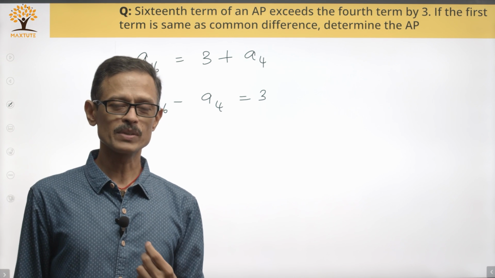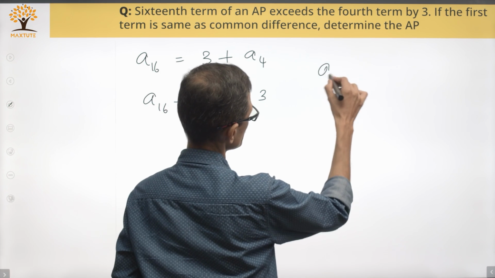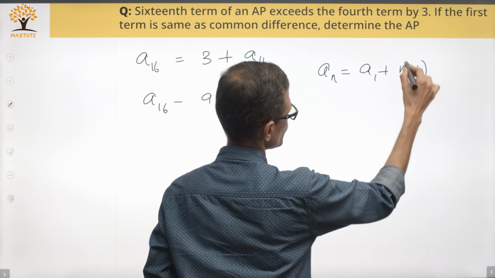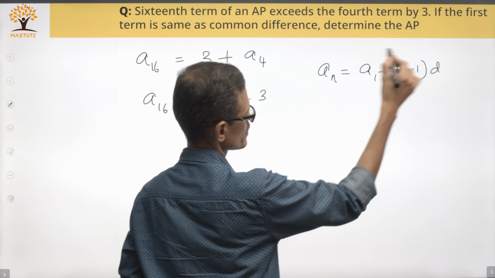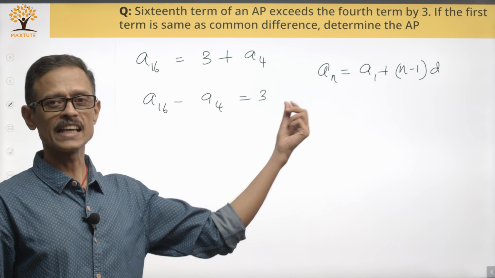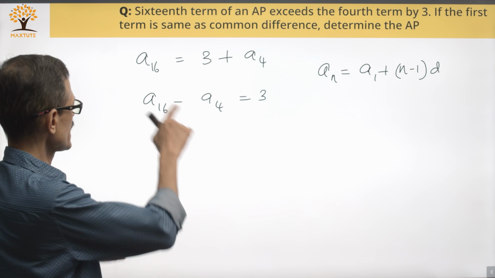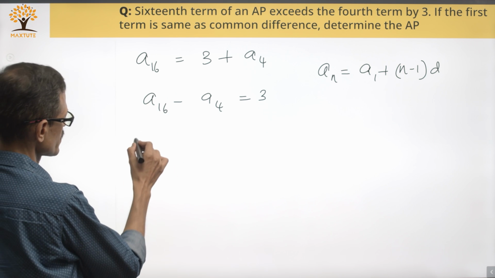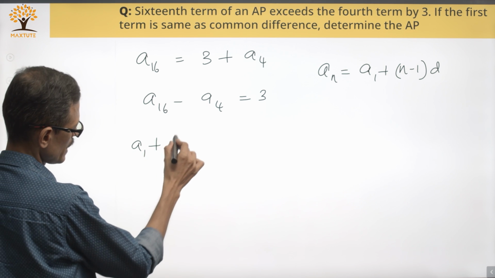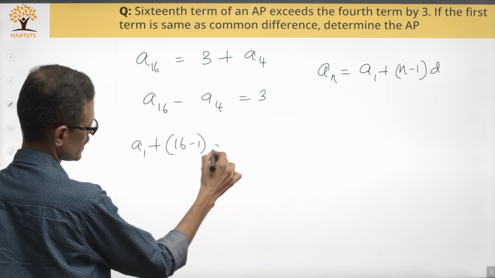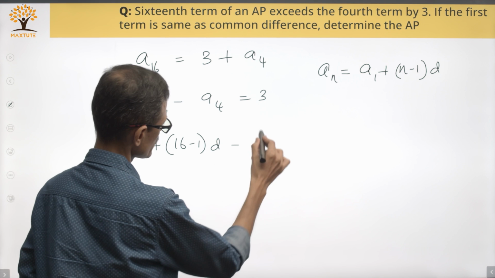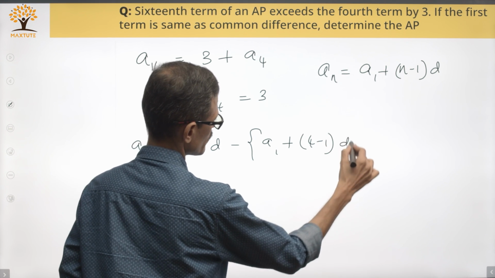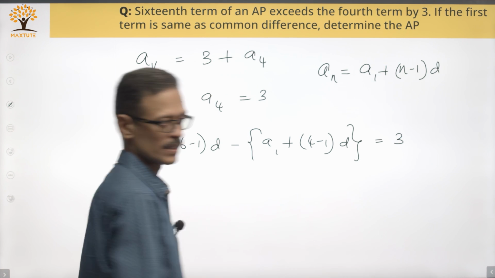What is the formula to compute the nth term of an AP? The formula to compute the nth term of an AP is An equals A1 plus n minus 1 times the common difference. A1 is the first term, D is the common difference, and n is the nth term that we are talking about. So let's express both A16 and A4 in terms of this formula. A16 will essentially become A1 plus 16 minus 1 times the common difference, minus A4, which can be written as A1 plus 4 minus 1 times the common difference. This difference is equal to 3.